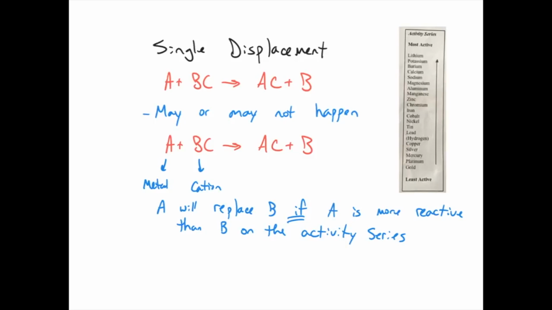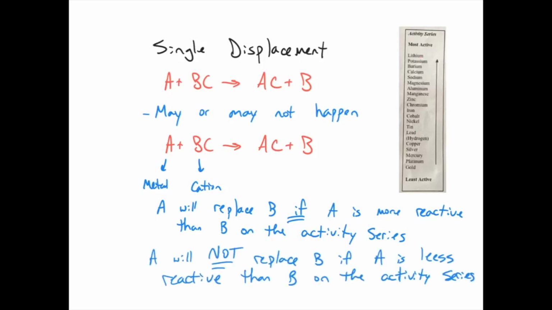Now if the opposite is true, if A is lower on the list and B is higher on the list, then this reaction will not happen. I like to think of this as kind of like water flowing downhill. A metal will replace something below it, but not backwards. Just like water always flows downhill, metals always replace downhill. A metal will replace something underneath it.